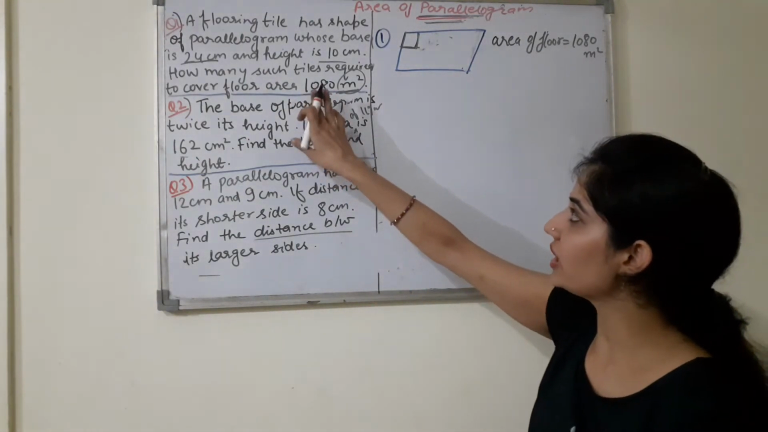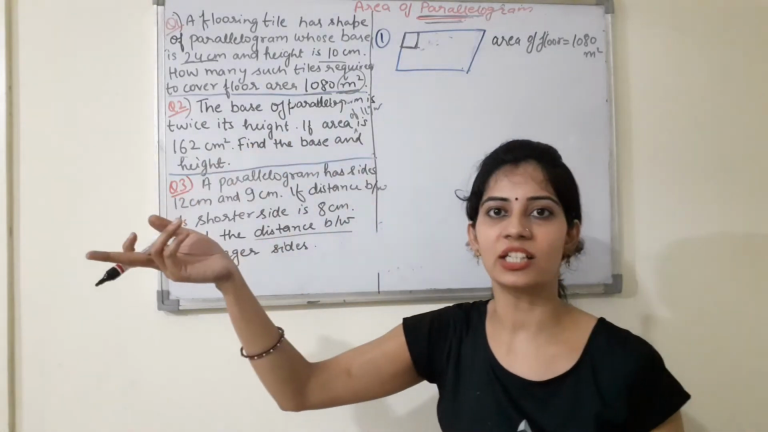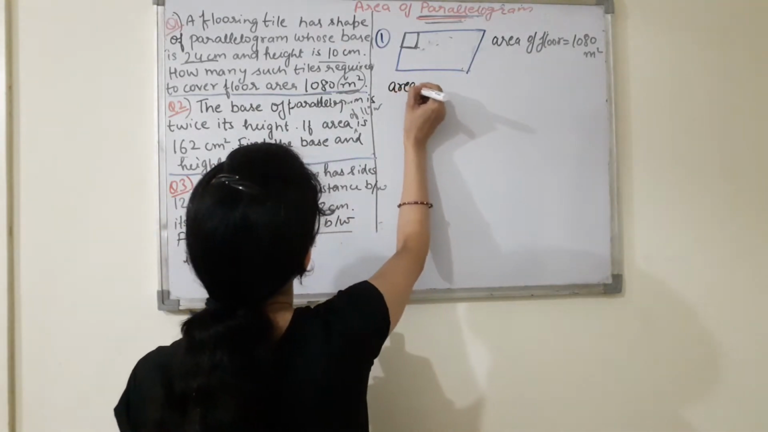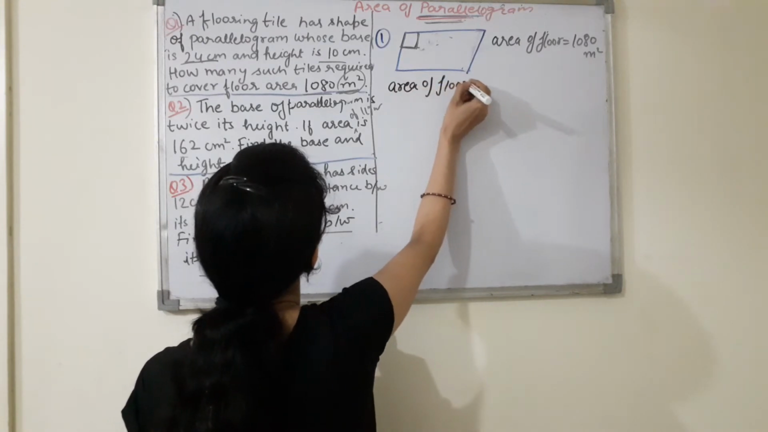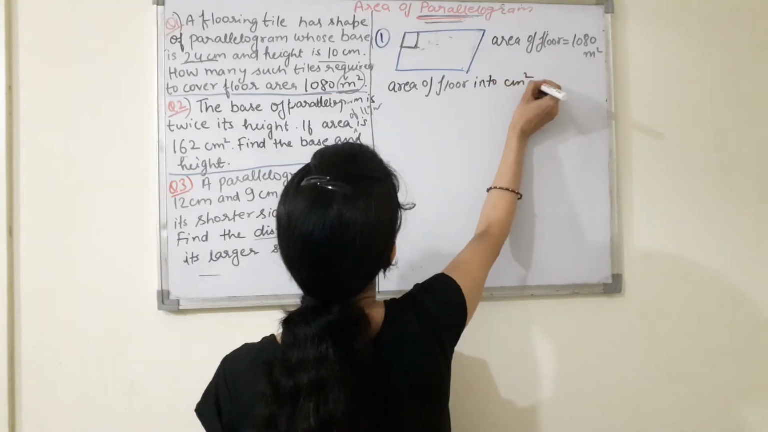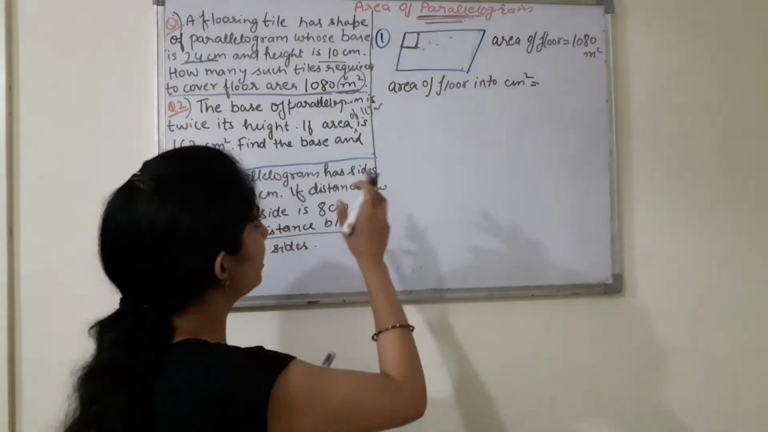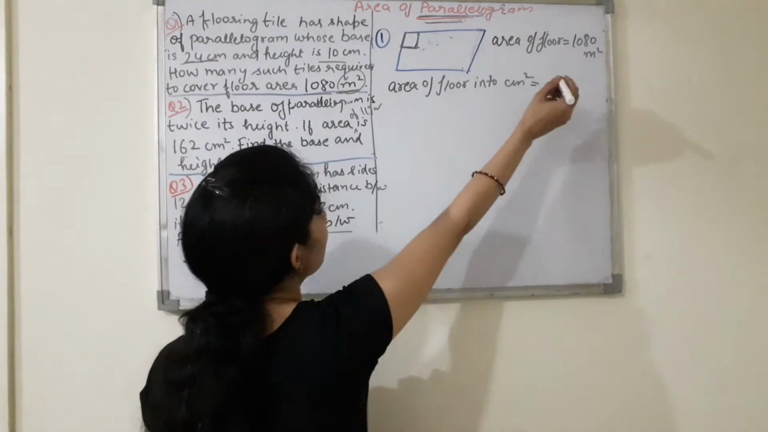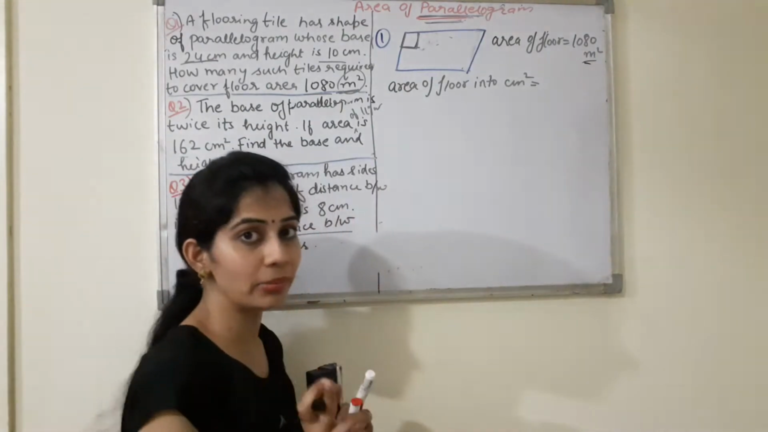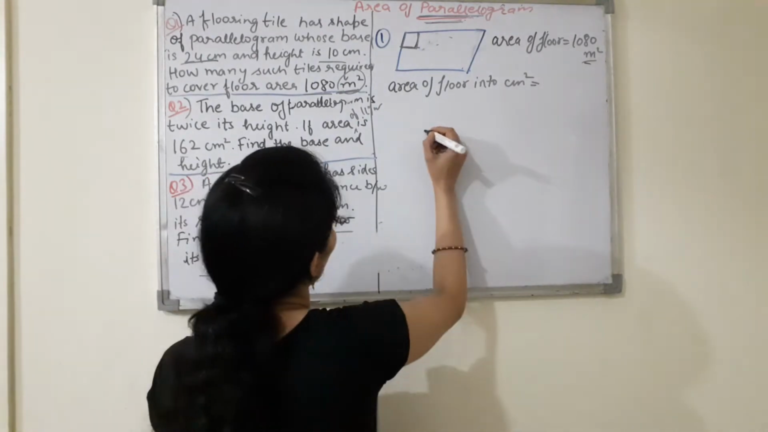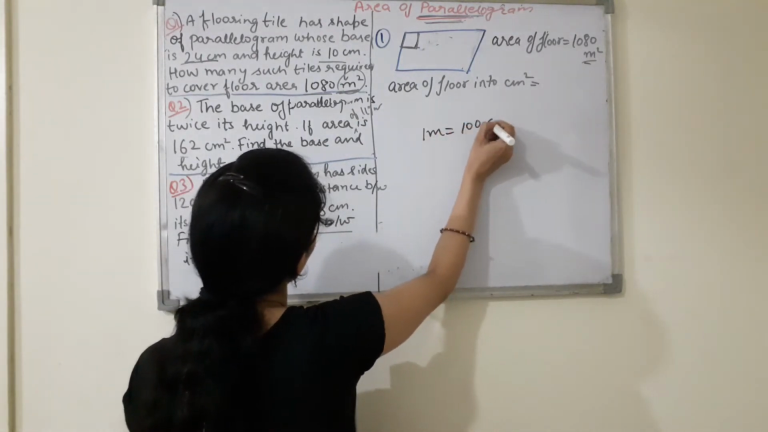Now I am changing the area of the floor into centimeter, right? So first we will convert the area of the floor into centimeter square. Now see, to change meter into centimeter, it means you have to multiply. But see here it is meter square, not only meter, because we know area is given in square units. So we know 1 meter is equal to 100 centimeter.